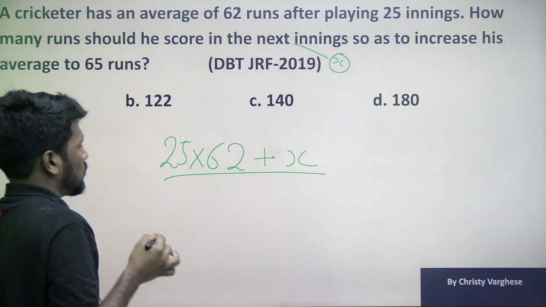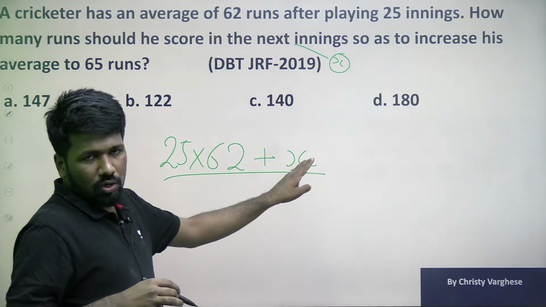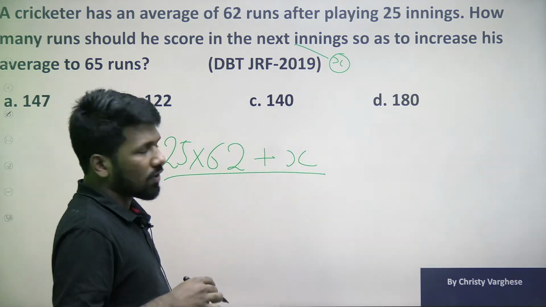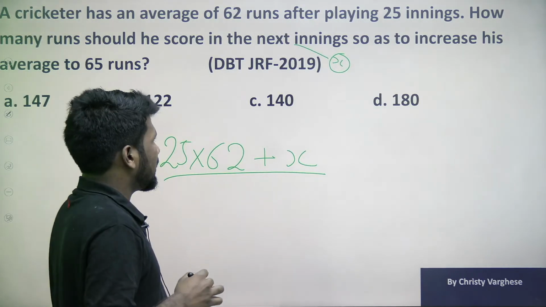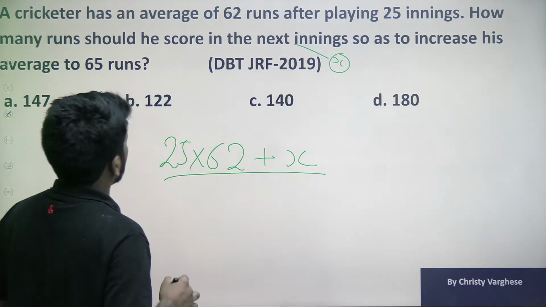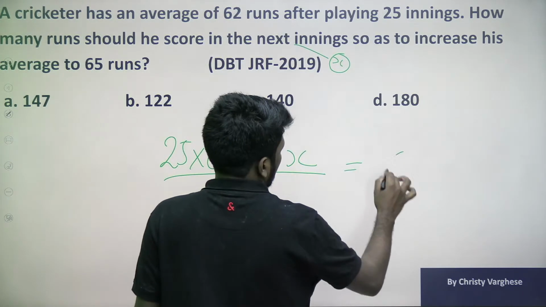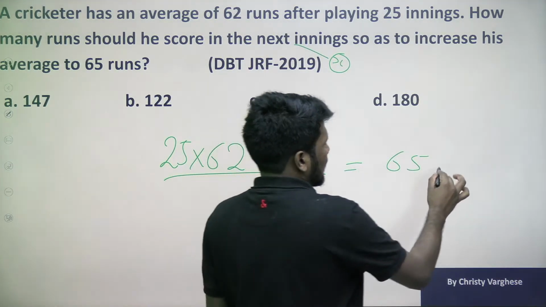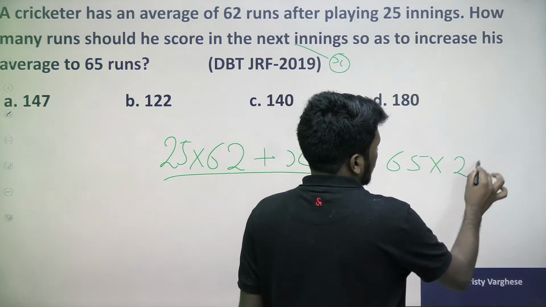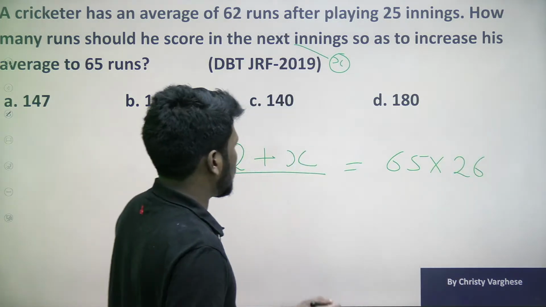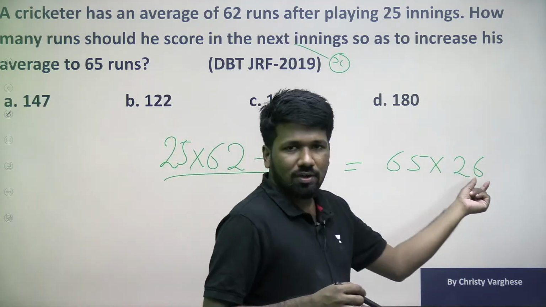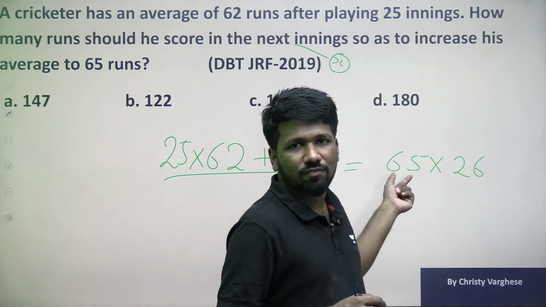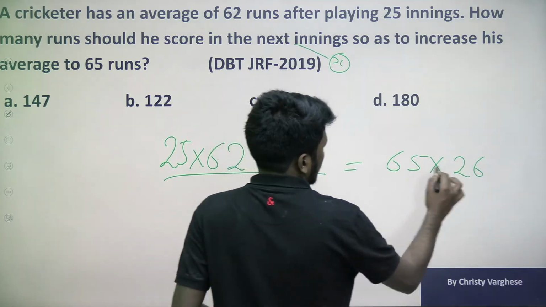The required unknown, we assumed it as x. So after including that, total runs will be 25 into 62 plus x. Now what is the new average? The question is saying that the new average is 65. We need a new average of 65. So the sum of observations can be written as 65 into 26. Why 65 into 26? Now 26 observations are there with an average 65, or 26 into 65.